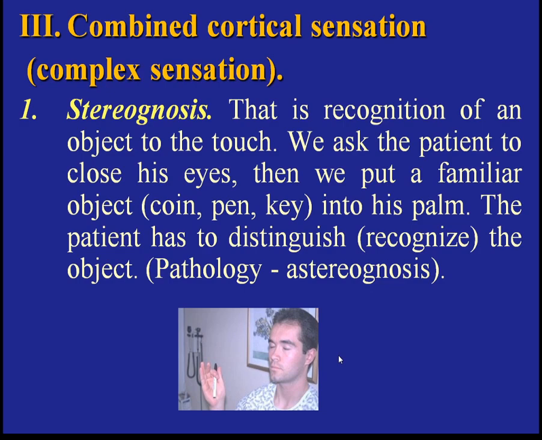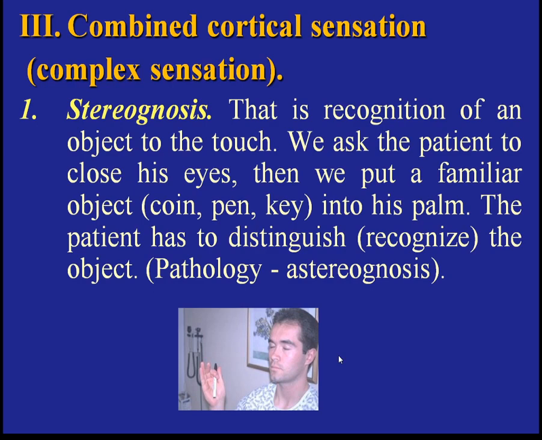And the third big group of sensory modalities, combined cortical sensation, or sometimes we say complex sensation. Why combined or complex, I will say a little bit later. Modalities. Stereognosis, that is recognition of an object by touch. We ask the patient to close his eyes, then we put a familiar object, coin, pen, key, into his palm. The patient has to recognize the object.